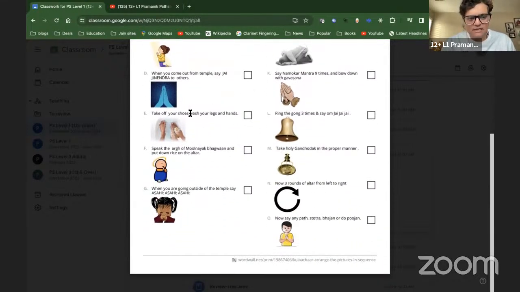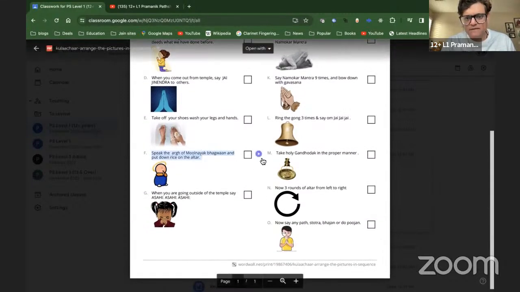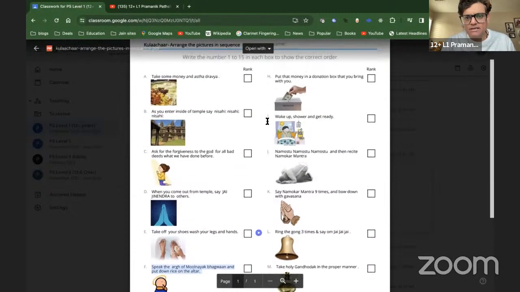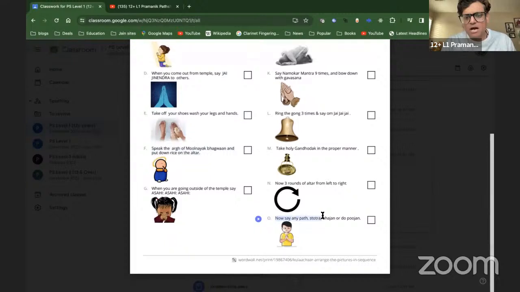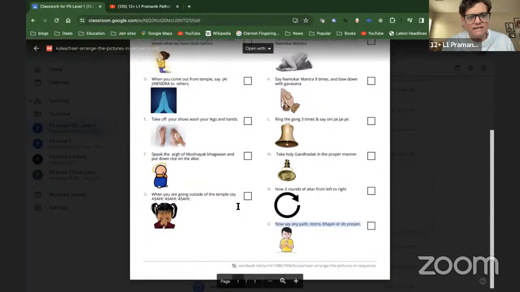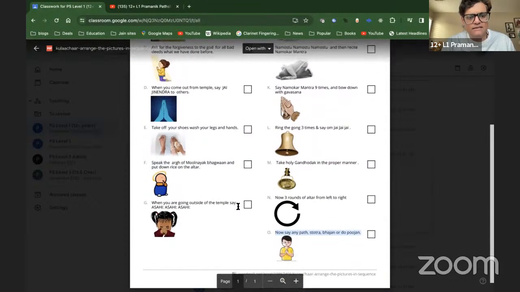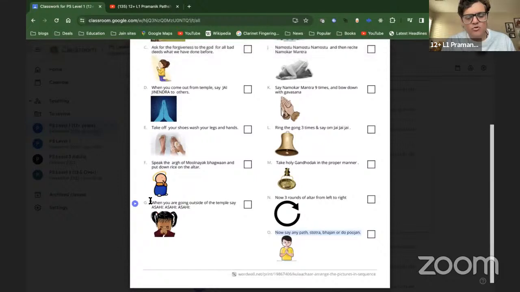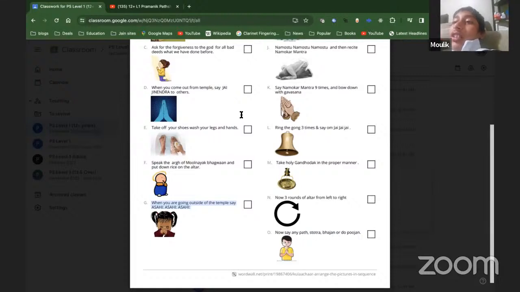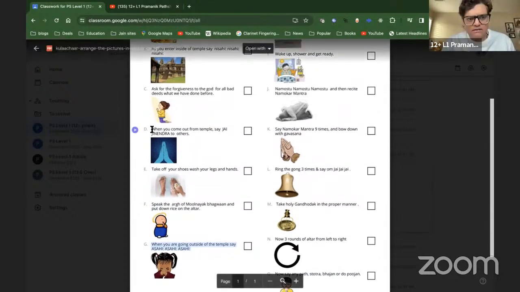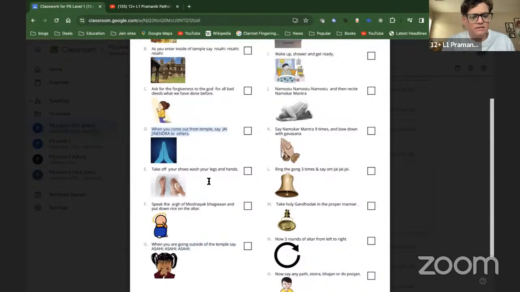So we did the Argya as well, right? What else? After you make the donations, then you say the stotra or bhajan or do the pujan, right? That's the second last thing. And then after you have done that, you move out of the temple and say Asahi, Asahi, Asahi. What about saying Jai Jinendra to others? Isn't that last, when you come out of the temple, right?